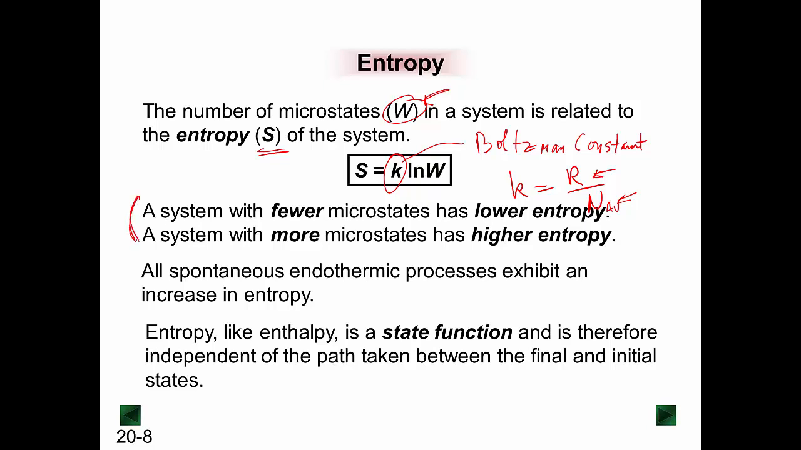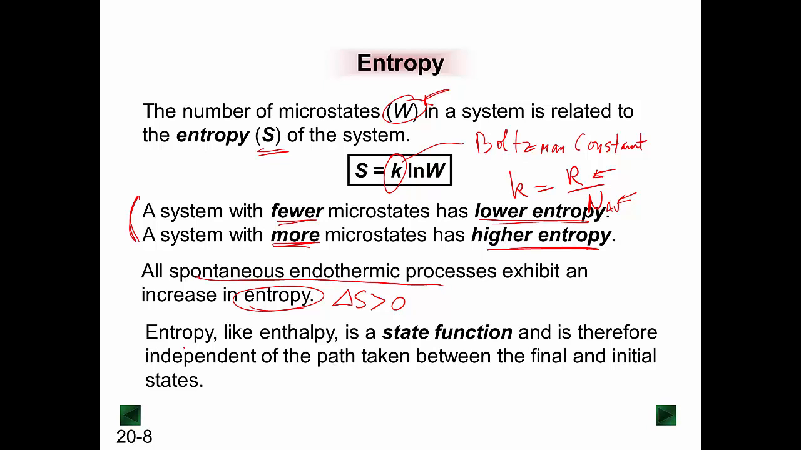And this is where I really want to make some emphasis here. A system with fewer microstates has lower entropy, and a system with more microstates has higher entropy. So the more microstates you have, the higher the entropy. Now, all spontaneous endothermic processes will have an increase in entropy. So our delta S will be positive for all spontaneous endothermic processes.